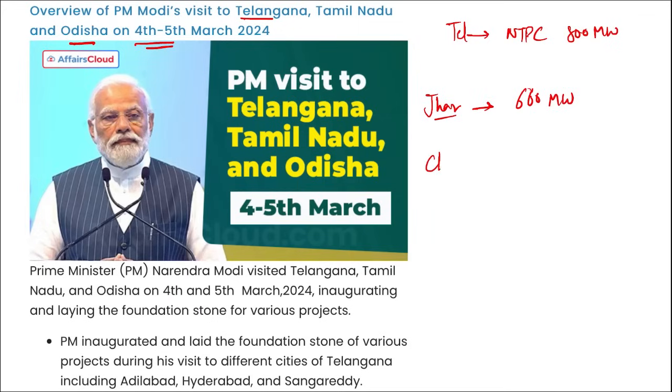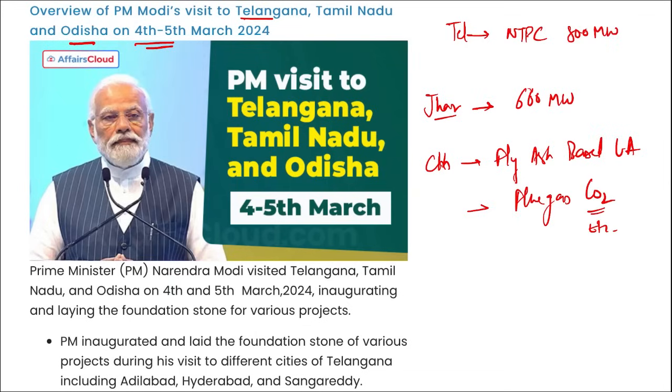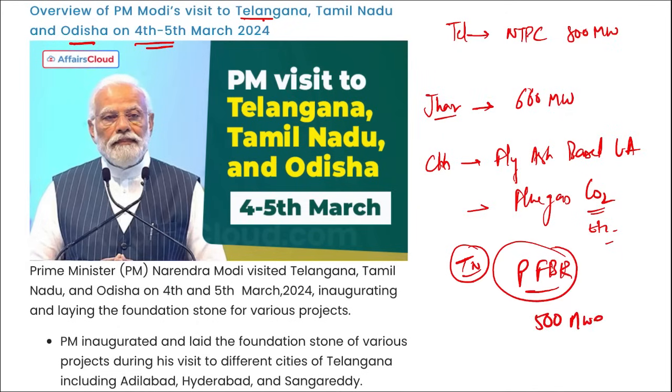Then apart from this, if we talk about Chhattisgarh, a fly ash based lightweight aggregate plant will be launched here. Then second is a flue gas CO2, carbon dioxide, to ethanol plant that will be launched here. Then apart from this, we are talking about Telangana and Tamil Nadu, right? So we have seen Telangana. If we talk about some other projects related to Tamil Nadu, right? So in his visit to Tamil Nadu, India's first indigenous prototype fast breeder reactor with a capacity of 500 megawatt electric was launched at Kalpakkam in Tamil Nadu.